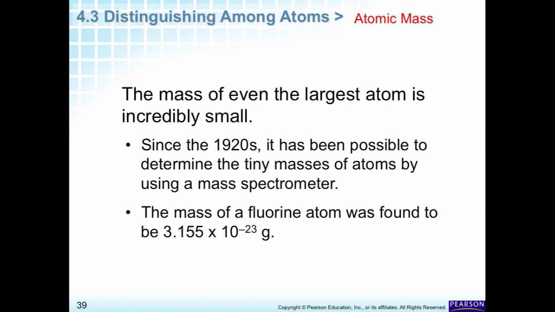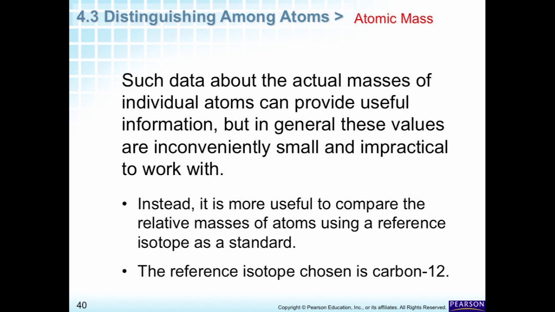Okay, if we look at fluorine, which is not that big of an element, one atom of fluorine has a mass in the order of 10 to the minus 23 grams. So that's 23 zeros before you put a number, grams. So a very, very teeny amount, okay? So very, very small numbers, which are kind of hard to work with all the time. So it provides useful information, but it's impractical math to use all the time.